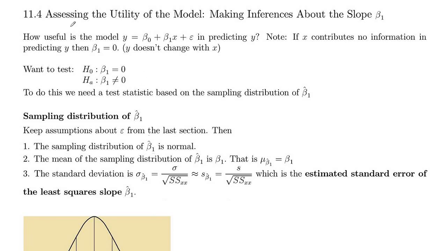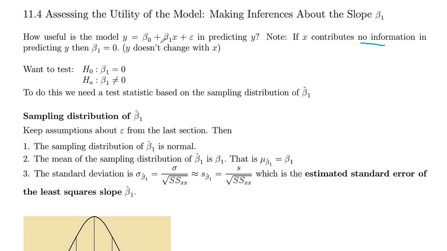So let's talk about how we're going to assess the utility of our model. In other words, we want to make an inference about our slope, beta 1, in our regression model. So we're asking, how useful is this model, beta 0 plus beta 1 x plus epsilon, in predicting y values? Now notice here, if x contributes no information in predicting y, then our slope is just going to equal 0. In other words, y doesn't change with x.